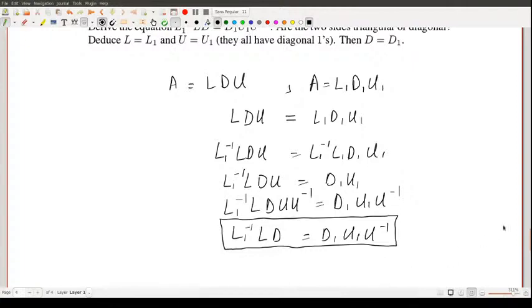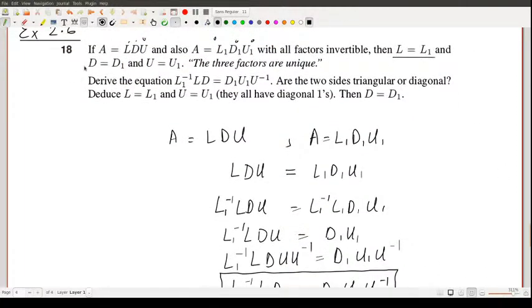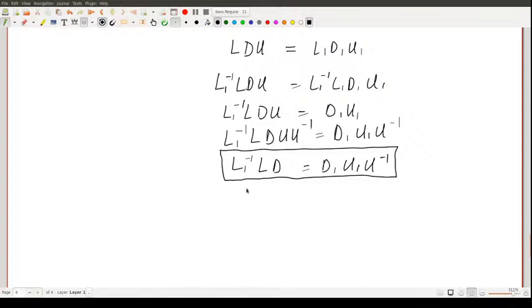Now, how does this equation tell me the following facts, that L is L1, D is D1, and U is U1? And they gave you a hint. The hint is, are the two sides triangular or diagonal? So notice this. The left-hand side, this was a lower triangular matrix, right? So both of these matrices were lower triangular, and this was a diagonal matrix. This was a diagonal matrix, and these two were upper triangular matrices.